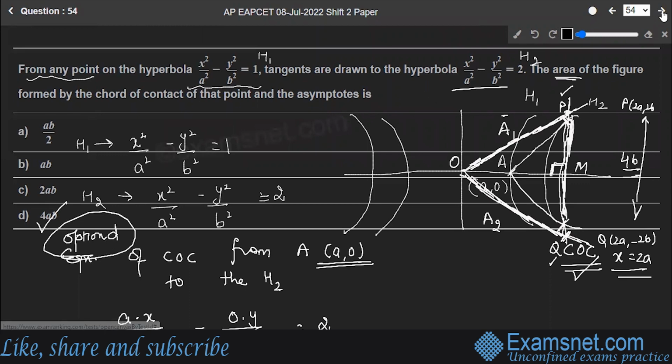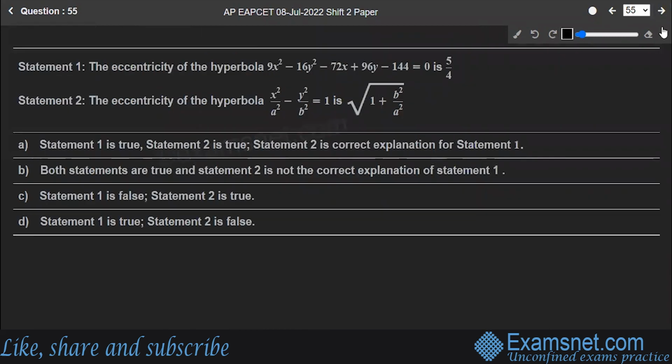Let's move towards the next question, question number 55. Okay, this is an assertion and reason question. You have the statement 1. Okay, not an assertion and reason question. These are simply two statements. Statement 1 says the eccentricity of the hyperbola is 5 by 4. And statement 2 says the eccentricity of this hyperbola is this. So you are given two hyperbolas over here, right? Let's solve it.